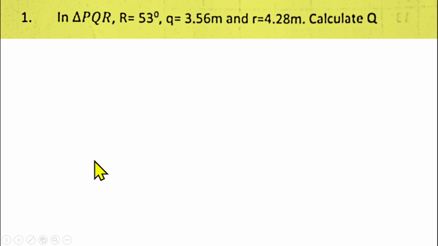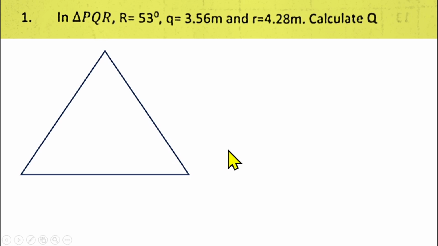So when we draw the diagram, we'll be able to know which one it is, whether sine or cosine rule. So that means there's a triangle PQR. So I can draw a triangle to represent triangle PQR. So let's say this is the triangle now. I will label it PQR.